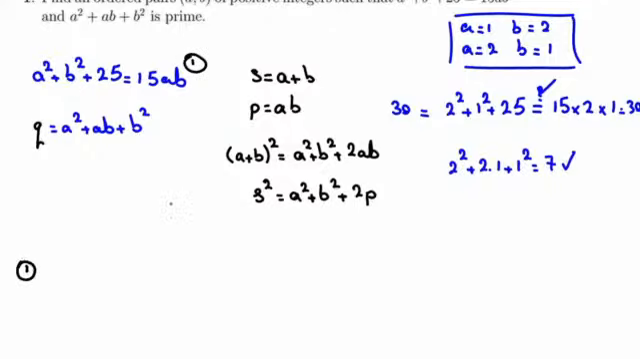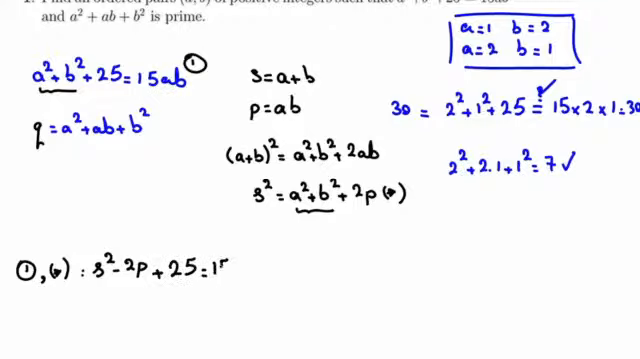So from 1 and from the star, a squared plus b squared is s squared minus 2p. So s squared minus 2p plus 25 equals 15ab, which is 15p because ab is the product. And then q is what? Q is a squared plus b squared plus ab. Here we have s squared minus 2p plus ab, which is p. So it will be s squared minus p.